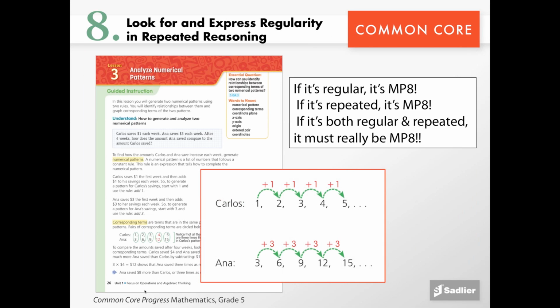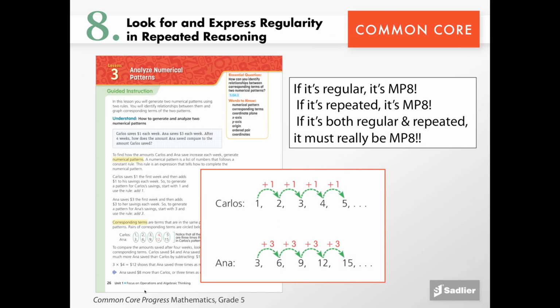And then number 8 is look for and express regularity and repeated reasoning. If it's regular, it's MP8. If it's repeated, it's MP8. If it's both regular and repeated, it's MP8. So we want students to learn, I should say, through repetitive action, ways to find general methods and shortcuts.